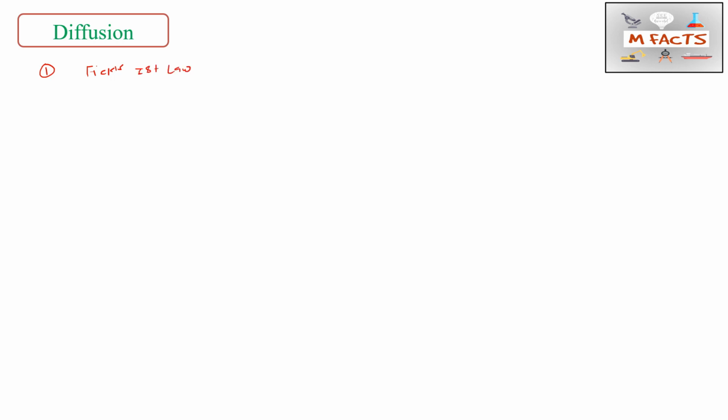So Fick's first law is basically J is equal to minus D dC by dx. Okay, so what is this J, minus D and dC by dx? I will tell you one by one. So this J is basically diffusion flux, or you can say mass transported per unit area. So these are the two terms which are used for this J value.